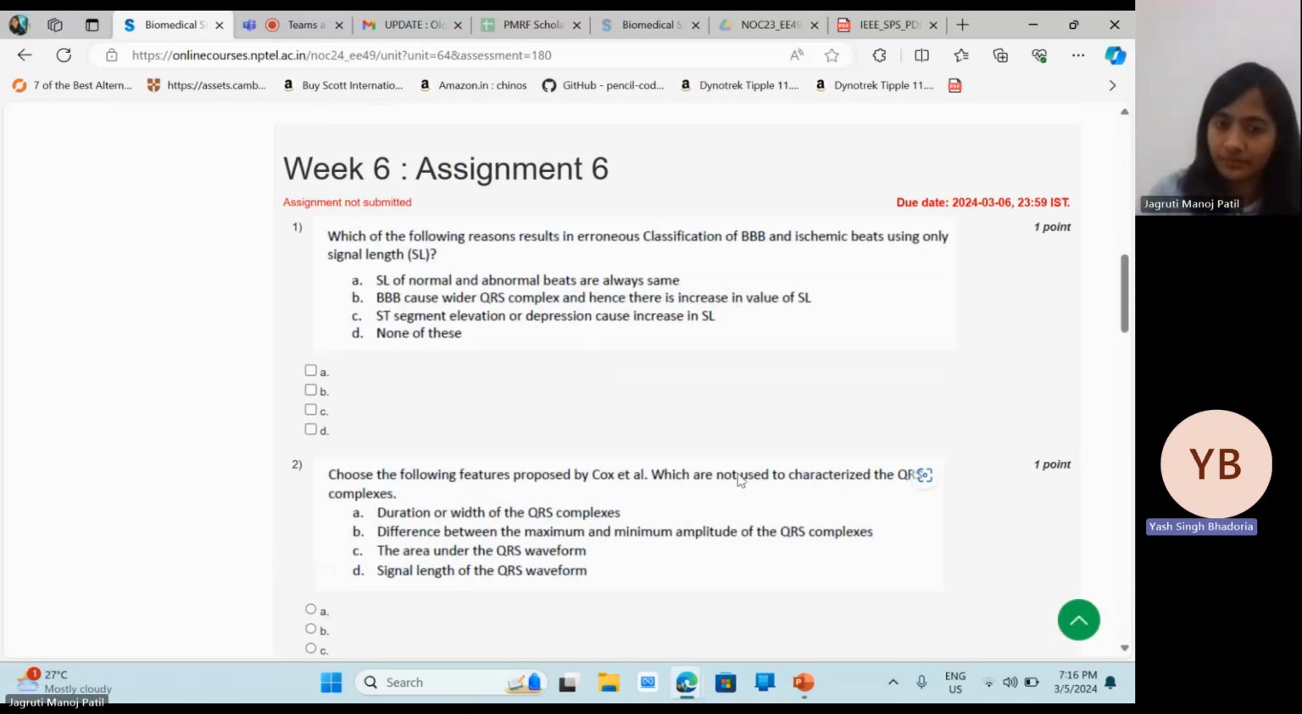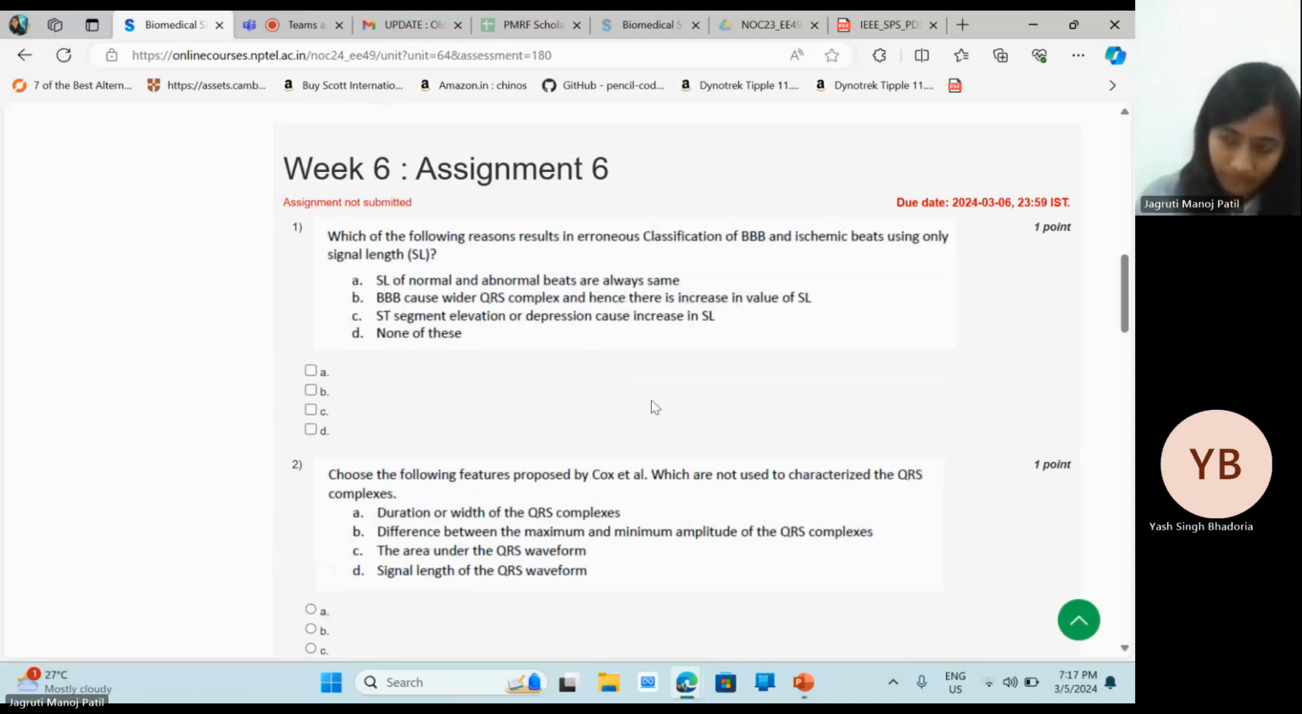But we know that signal length is the estimate of the power spectrum spread, so it can increase the signal length. Whether it differs or not, if it's said on the basis of these two basic pathologies given here, the bundle branch block and ischemic beats, you might have to look at whether the segment varies for these two, using only the signal length. Then again it's within a window, and how the spread of the signal is there for the particular duration. And we know the signal length is the estimate of the energy.